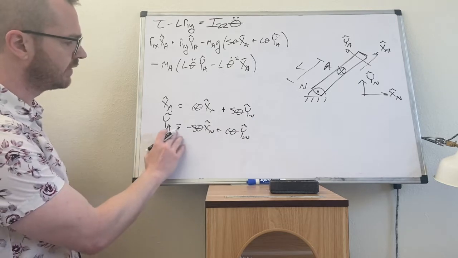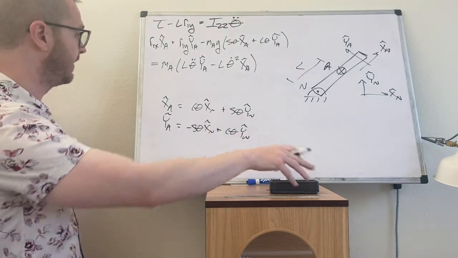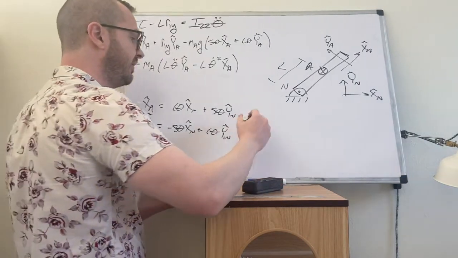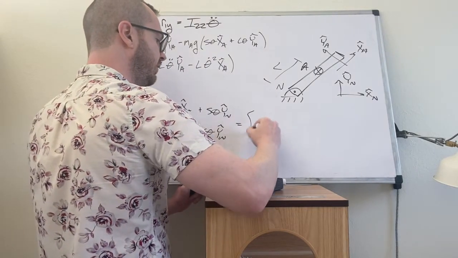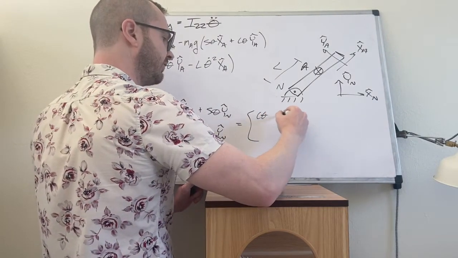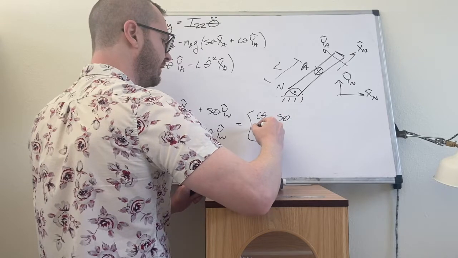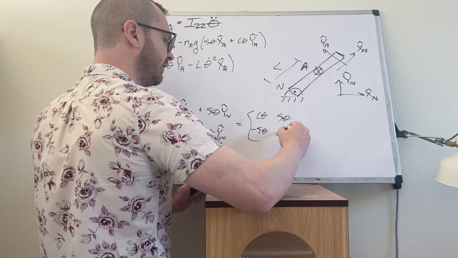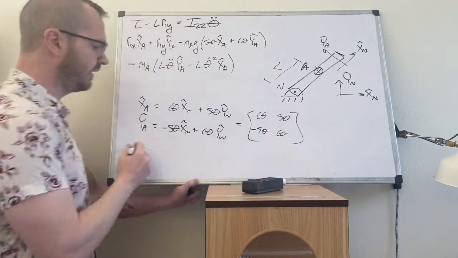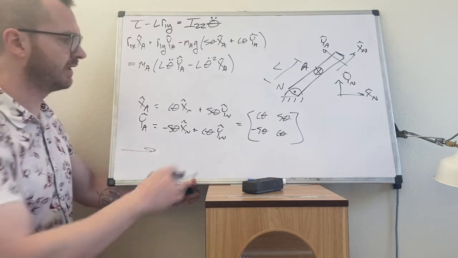What you can do is extract these N bases from this system, and we could put these things into a matrix: cosine theta, sine theta, minus sine theta, cosine theta. And of course there's the third row down here, the z's, that I'm leaving out as well.